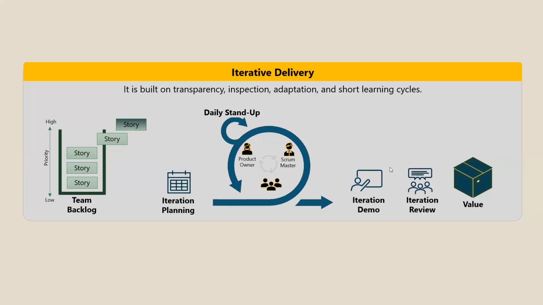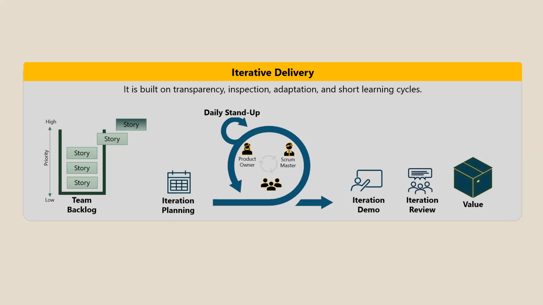There is a demo wherein you showcase the product that has been developed through the iteration by the team. And once the demo is complete, there is an iteration review. From people's point of view, process point of view, are there any improvements? If yes, we try and put them as improvement backlog items back into the product backlog so that they can be implemented immediately in the next cycle, next iteration.